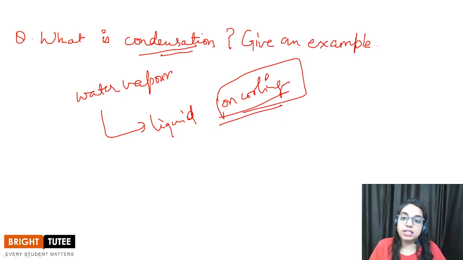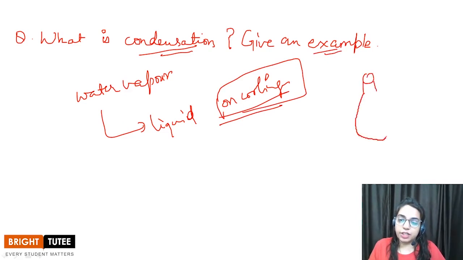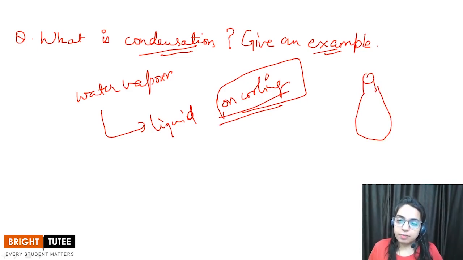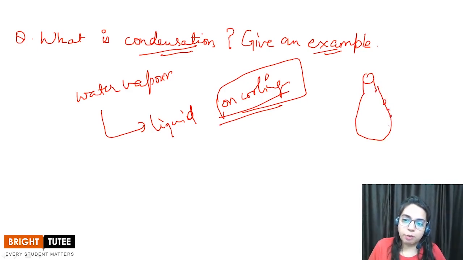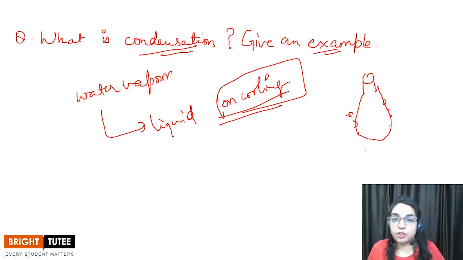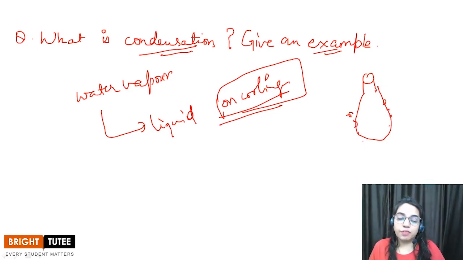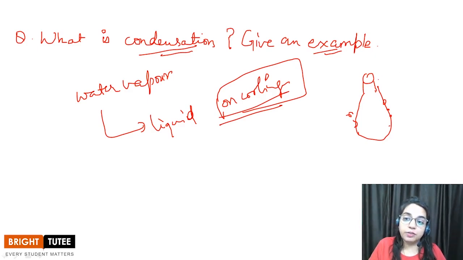And what is the example of it? The example can be, take out a chilled water bottle from refrigerator and keep it in the room temperature. After some time you will observe water droplets forming on the outer surface of the bottle. So from where has this water come? Has this come from inside the bottle? No, it is not coming from the bottle, because the cap or the lid of this bottle is closed, right?